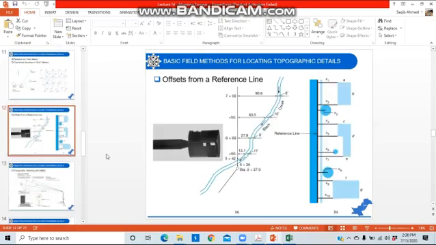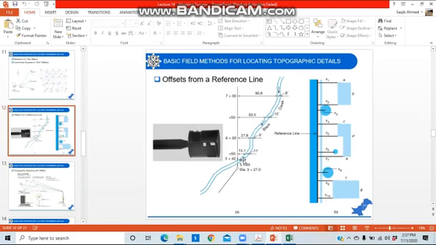Offset from a reference line. This method is employed where you have to survey something which is longitudinal, right? Longitudinal means if that is a rail line, a highway, a road, a stream, a river, or some flood embankment. So in that case, for example, here, this is a stream or river.